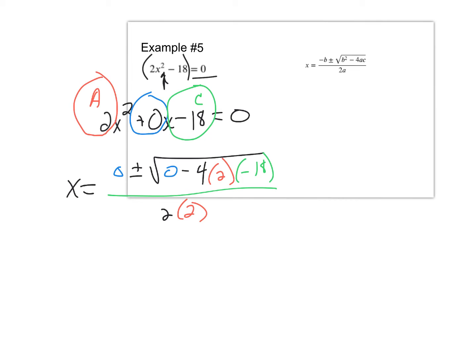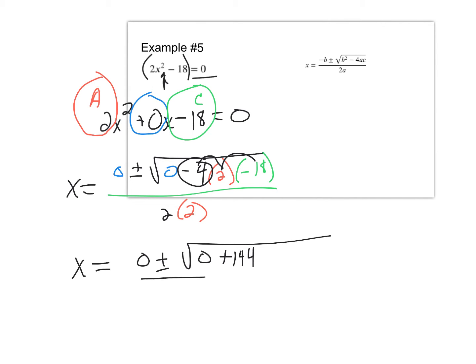All right, so here we go. X equals 0 plus or minus radical, square root of 0 is 0. Now negative 4 times 2 is negative 8. Negative 8 times 18 is going to be 144. It's going to be positive, divided by 2 times 2, which is 4.